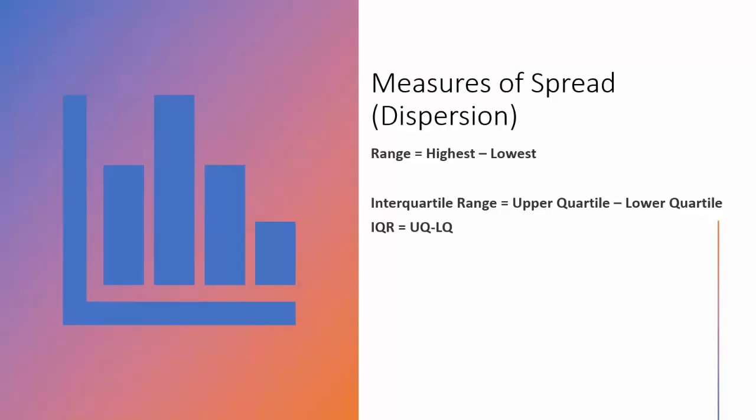We're also going to be looking at some measures of spread, which is known as dispersion. So the two most common measures of dispersion are range, which is highest value take away lowest value, and the interquartile range, which is the upper quartile take away the lower quartile. In short, you can write that as IQR equals UQ minus LQ. And don't worry if you don't know how to work out the upper quartile or the lower quartile. I will be going through that in this video as well.